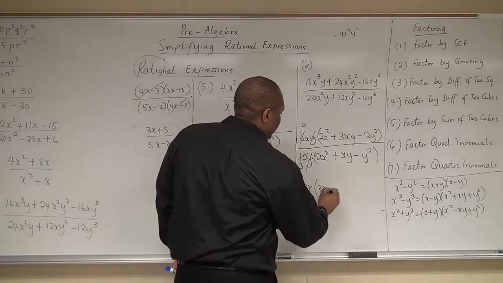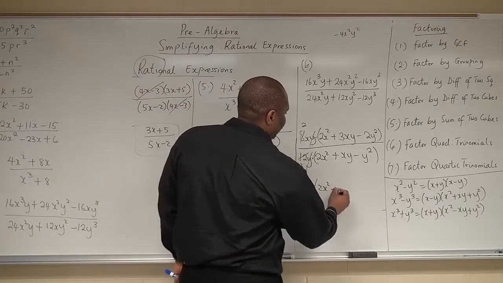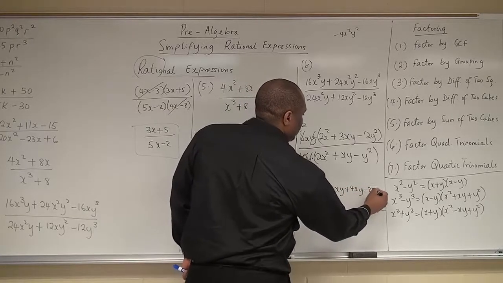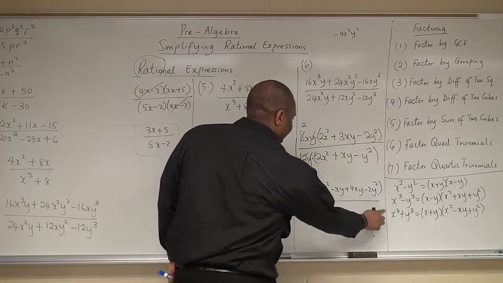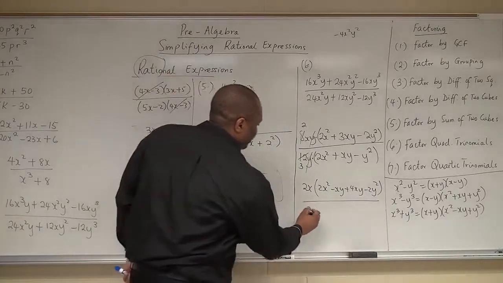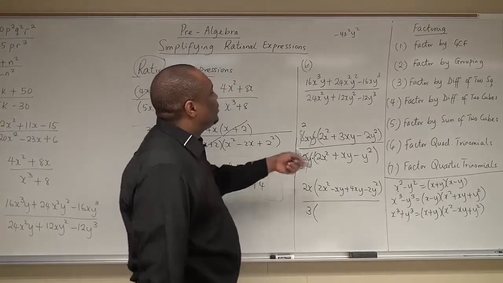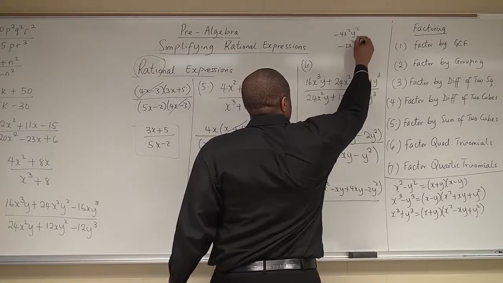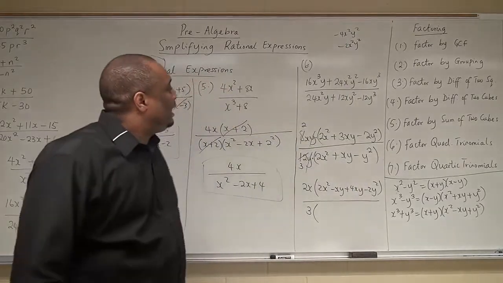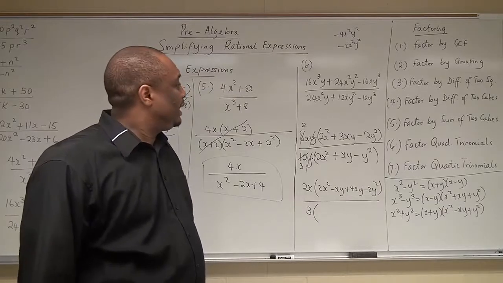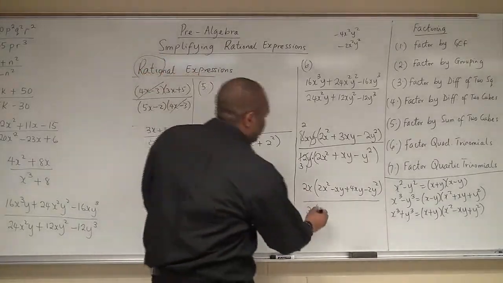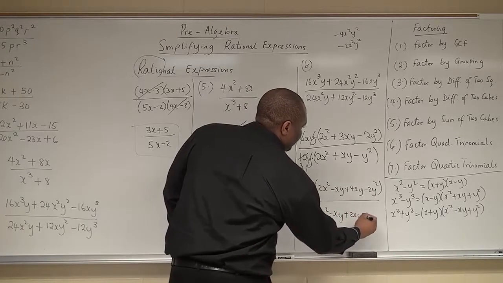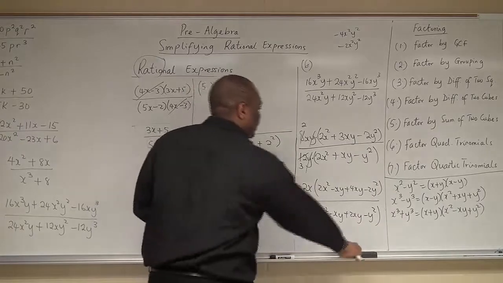So this is 2x squared negative xy plus 4xy minus 2y squared, all over 3 is remaining here. 2x squared times negative y squared is negative 2x squared y squared. 1 and negative 2 will not work, but negative 1 and 2 will work. So this is 2x squared minus xy plus 2xy minus y squared. Okay, let's finish this up.